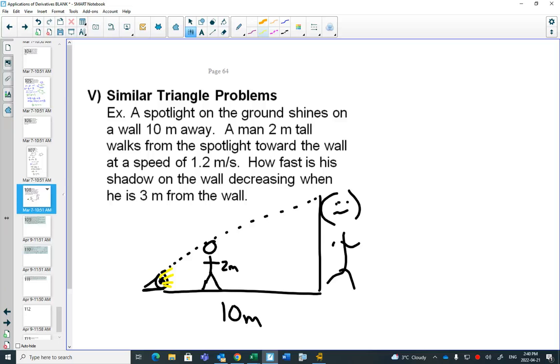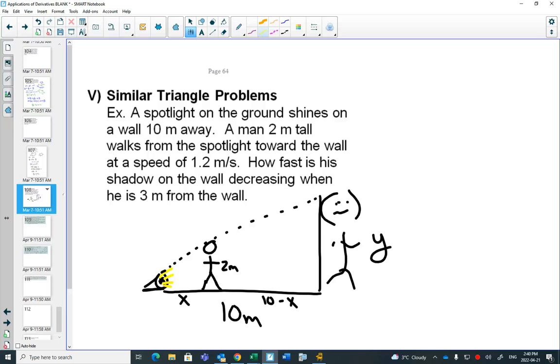So we need to set up things here. What things are changing? The shadow's height is changing. I'll call that y. The man is walking towards the wall. We need to call something changing along here. I can call this x, making this part 10 minus x, because it would add up to 10. Some people answer this question by making this x, and the other part 10 minus x.